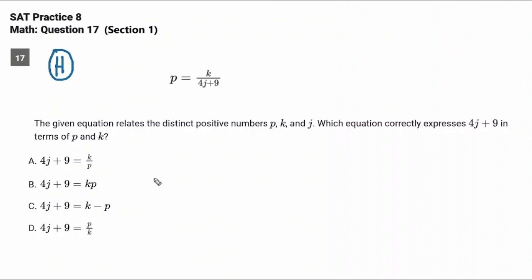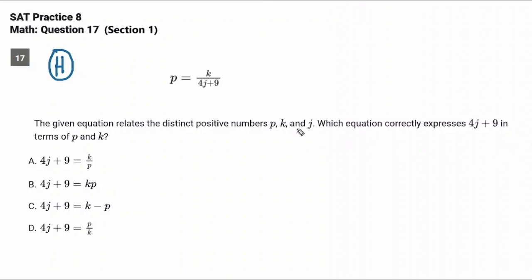There's no constants. It says in terms of something. It says in terms of P and K. These are all indicators that you can plug in. And if you plug in, you turn hard algebra into very easy arithmetic. The given equation relates the distinct positive numbers p, k, and j, which equation correctly expresses 4j plus 9 in terms of p and k.